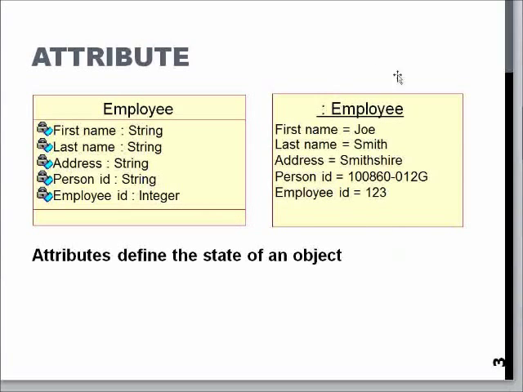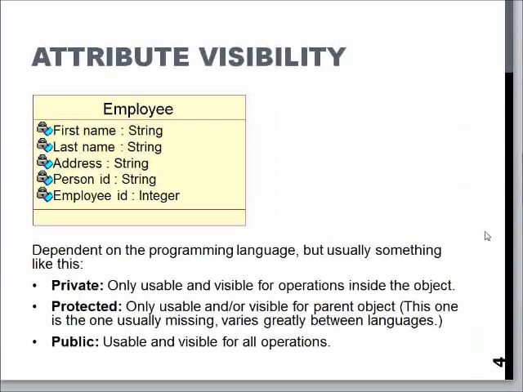The employee object, as defined here, tells us that the first name of this object is Joe, the last name of this object is Smith, and so on. So basically the attributes always store the information on that object. These attributes have visibility, like mentioned earlier, and what visibilities are supported is always dependent on the programming language, but they usually follow this pattern. They are either private, protected, or public.